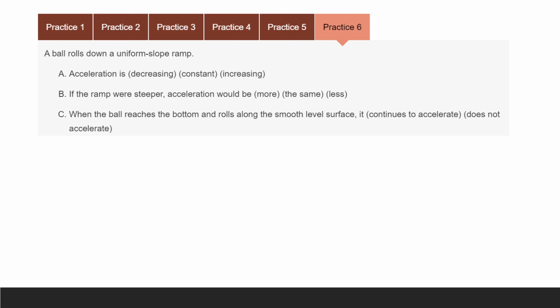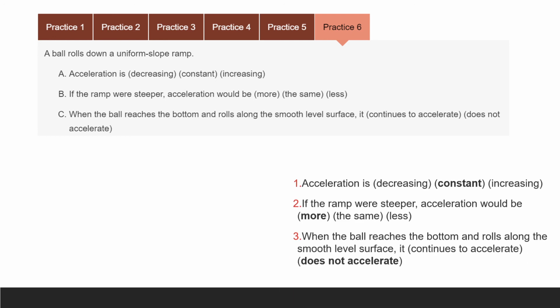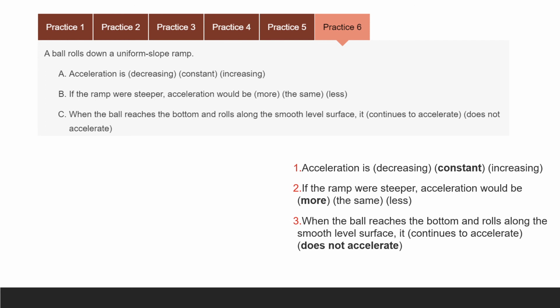Alright, let me go with practice number 6. A ball rolls down a uniform slope ramp. Acceleration is decreasing, constant, or increasing. Letter B. If the ramp were steeper, acceleration will be more, the same, or less. And when the ball reaches the bottom and rolls along the smooth level surface, it continues to accelerate or does not accelerate. So in the first one, acceleration is constant.